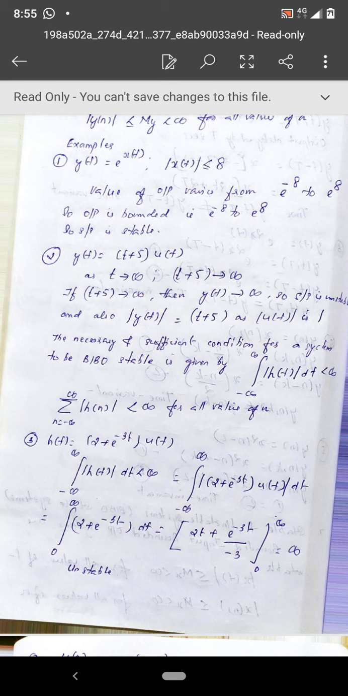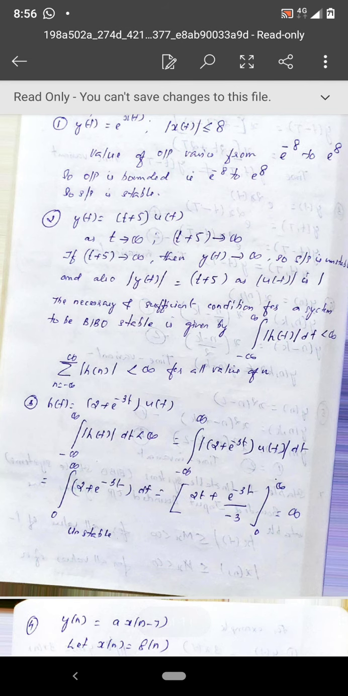Another way of checking BIBO stability is that for a continuous time signal, the impulse response h of t should be absolutely integrable. Absolutely integrable in the sense that the magnitude of h of t, when you integrate from t equal to minus infinity to plus infinity, should give a value which is less than infinity. The integration should suffice to some value which is less than infinity.